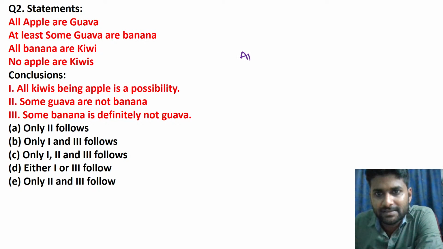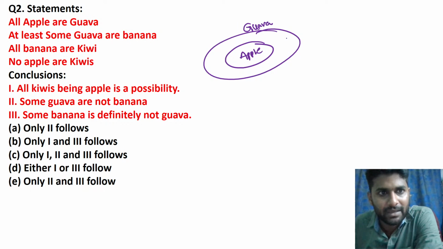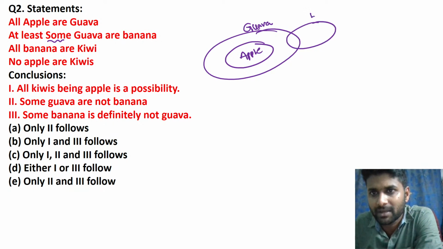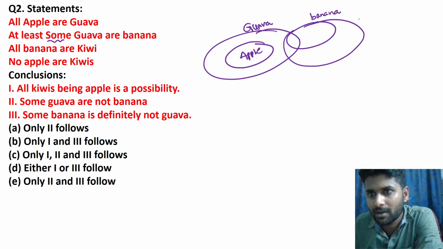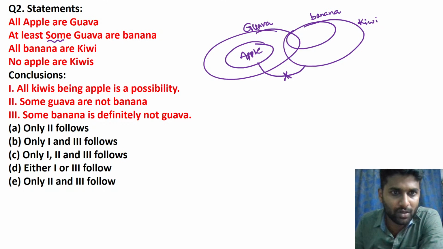Next, see, all apple are guava. At least some is again represented for some. Some guava are banana. All banana are kiwi. No apple is kiwi. Guys, you already know that apple and kiwi we can't represent, so you have to represent the negative portion in this way. Now the conclusion: all kiwi being apple is a possibility.